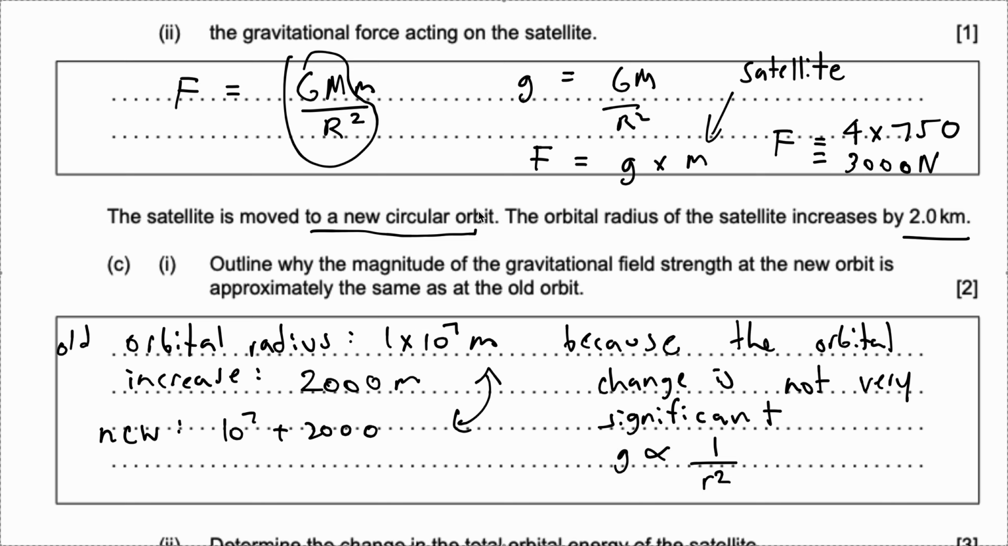Now, that explanation was not the best. So if you have any questions, leave it in the comments and I'll answer it better. But I think this is the general gist of it. The idea is that there's barely a change in radius because 2000 meters is not much, and because g and r squared are inversely proportional, because r squared doesn't change much, g doesn't change much.